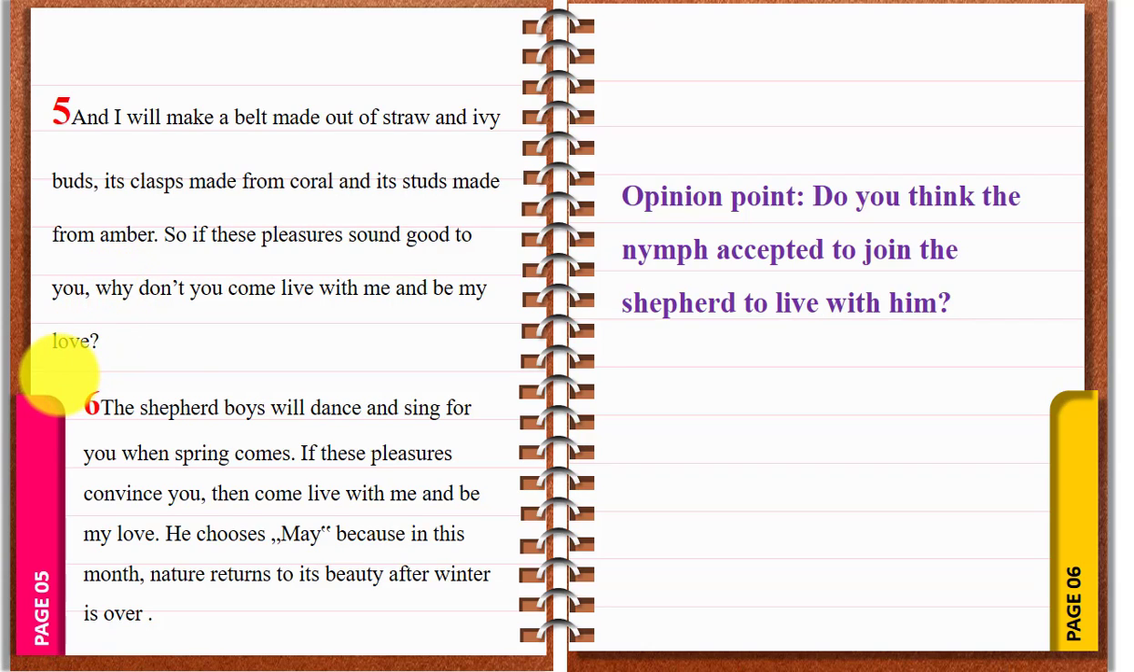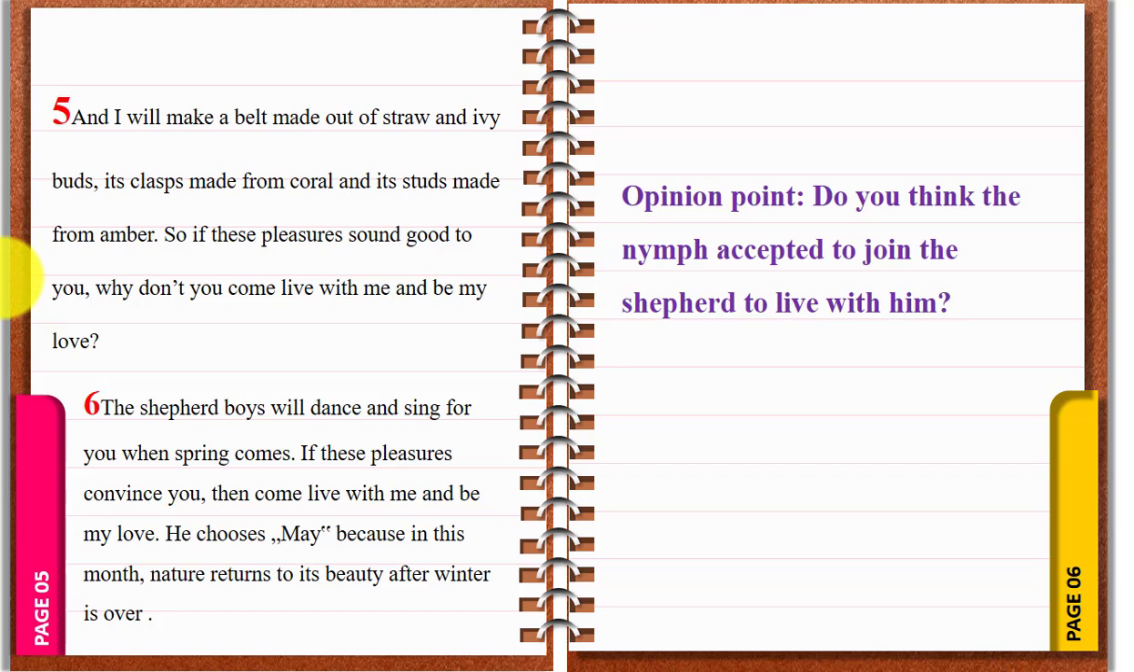In the sixth stanza, and this is the last stanza, he tells her that, I'm going to get the boys who will come and dance for you. During the month of spring and the weather is going to be beautiful, I will have these boys come and entertain you and sing for you and dance for you as well. And finally, when he says, if all these things impress you and make you happy, then come live with me and be my love.